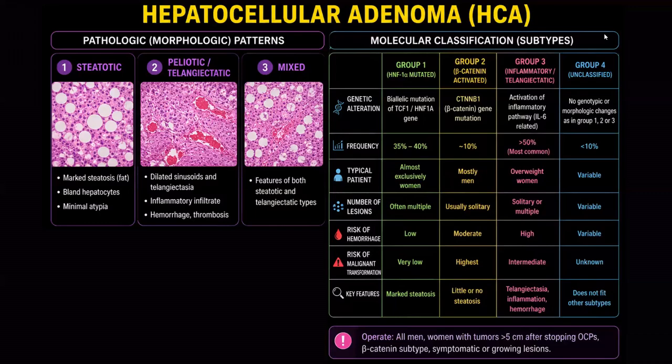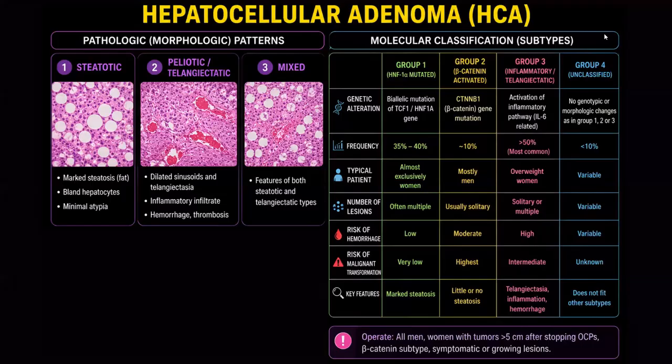Coming to group 3, as we discussed, is the most common type, which is the telangiectatic activation of inflammatory pathway. It is IL-6 related. They can be solitary or multiple. The risk of hemorrhage is high because they have telangiectasias, but the risk of malignant transformation is not as high as the ones with beta-catenin.